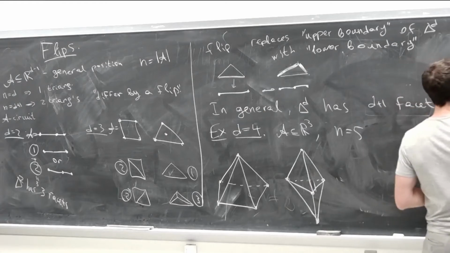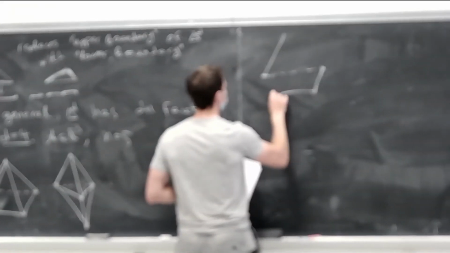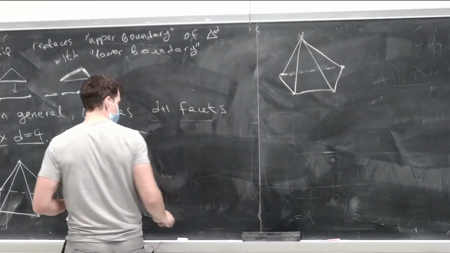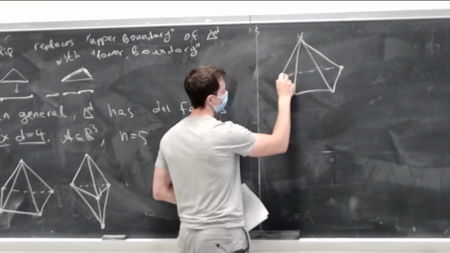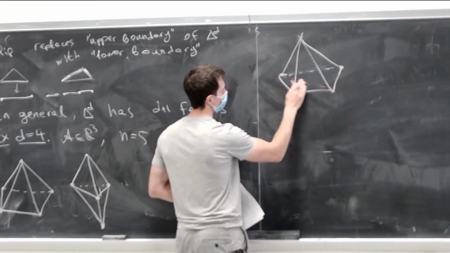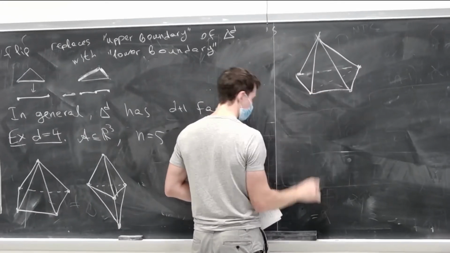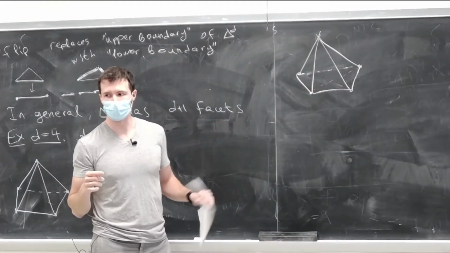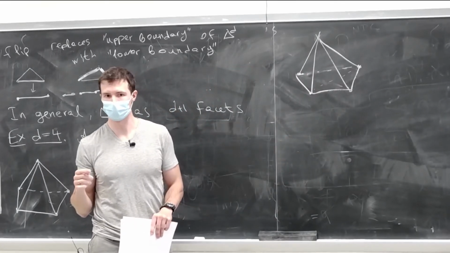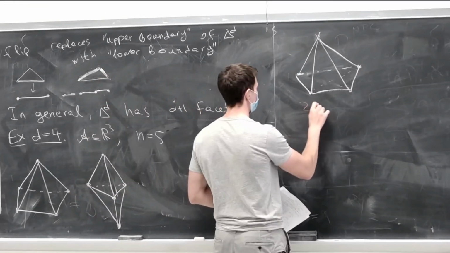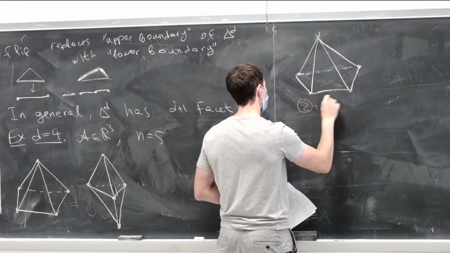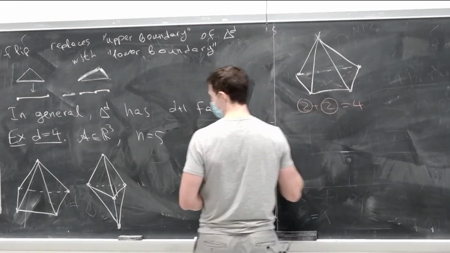So indeed, I can take my pyramid and I can triangulate it like this, or I can triangulate it like this. Each triangulation has 2 simplices. So I have 2 plus 2 simplices: 2 simplices in one flip, in one triangulation, and 2 simplices in another triangulation. There is 4.